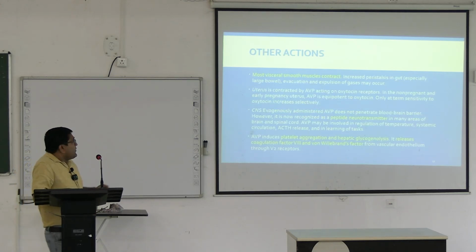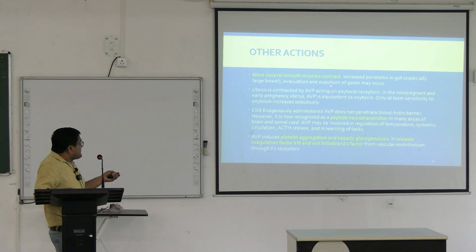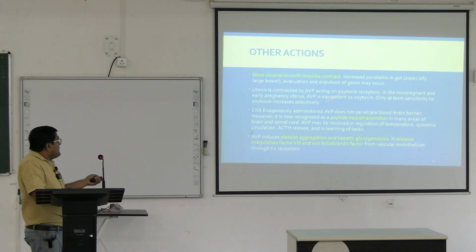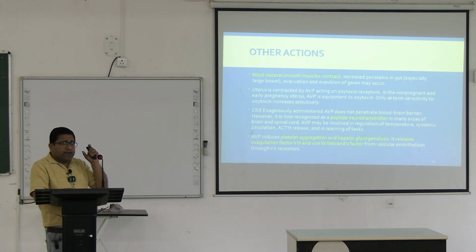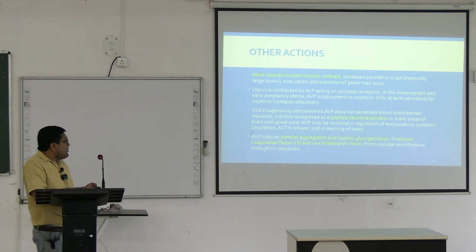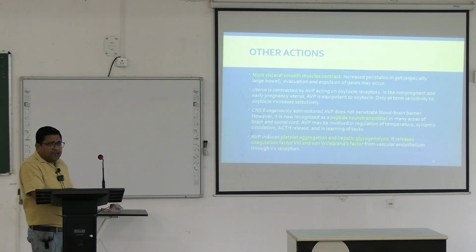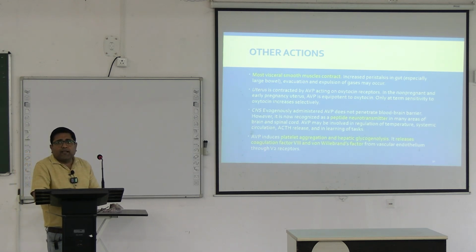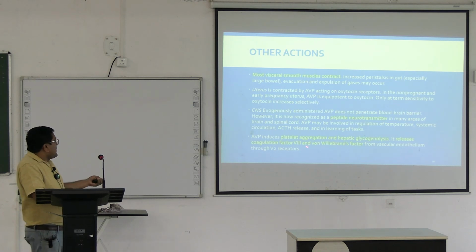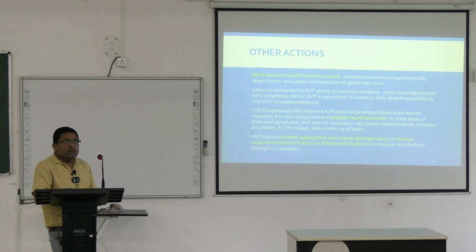Other actions: most visceral smooth muscle contracts, and in the uterus they cause uterine contraction. In the CNS, generally it cannot cross the blood-brain barrier, but in the brain as such they act as peptide neurotransmitter. In the platelet, they cause platelet aggregation. In the liver, they are causing hepatic glycogenolysis. And in the endothelium, they are helping in the release of von Willebrand factor and factor 8.